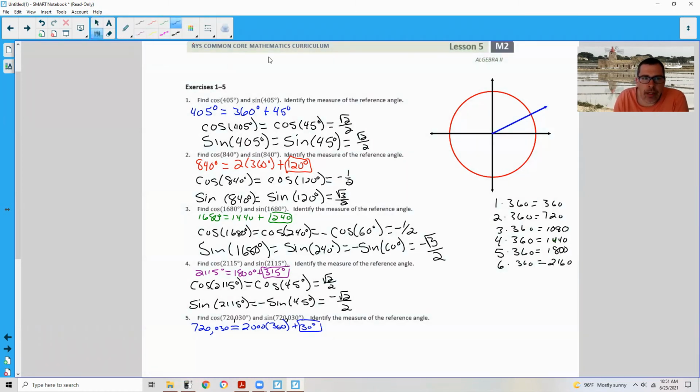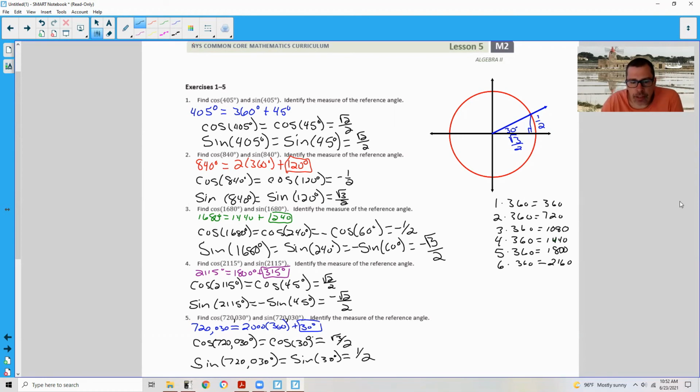Okay, so then I draw this down. There's my right angle. This is a 30-degree reference angle. And I had to go over square root 3 over 2 and up a half. Okay, you start to get familiar with these values. So then I will answer the question and say the cosine of 720,030 degrees equals the cosine of 30 degrees, which equals square root of 3 over 2. And the sine of 720,030 degrees equals the sine of 30 degrees, which equals 1/2.